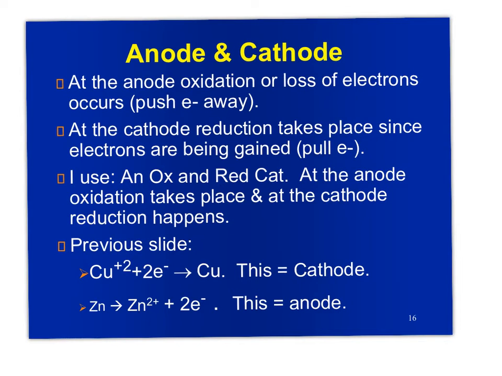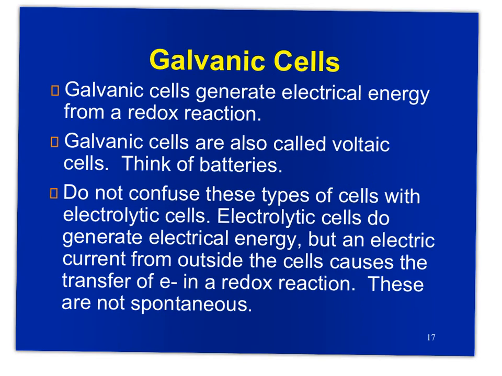When we were looking at that previous slide, I pretty much said what was on here. At the anode, oxidation is loss of electrons. Electrons are pushed away. At the cathode, reduction is taking place. The electrons are being pulled there. And again, I use An Ox, Red Cat. And on the previous slide, you can see what the reaction was happening at the cathode and what was happening at the anode. So galvanic cells generate electrical energy from a redox reaction.